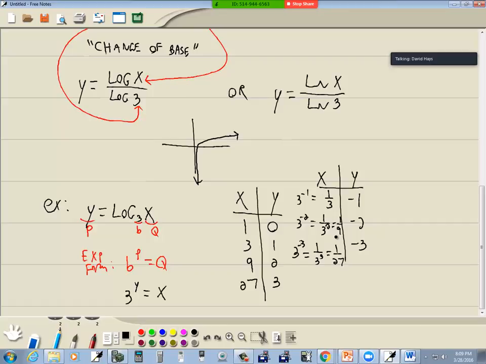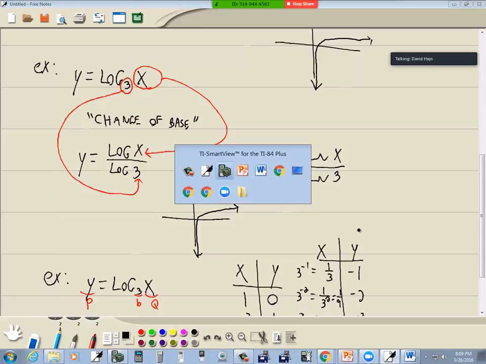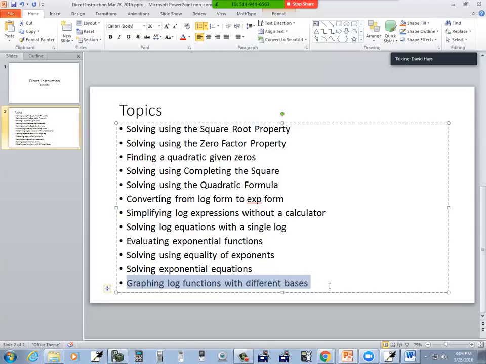Now after you build this t-chart, then you graph it, and you'll get the same graph as what we came up with here. And that's how you would graph it using your definition of log and definition of exponential form. And that's actually the last topic there.